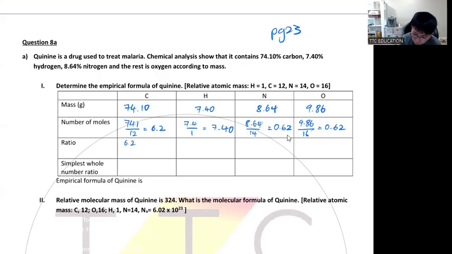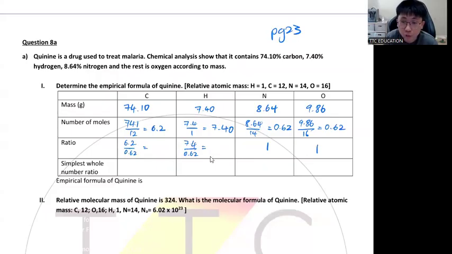So 6.2 divided by 0.62, 7.4 divided by 0.62. These two are 1, because same number divided by same number equals 1. So only these two need to be counted. This one is 10. And if 7.4 divides 0.62, you will get 12. You should get 11.9 something, but 0.9 something can be rounded up to 12.